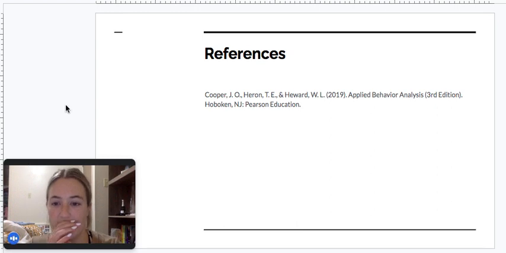Then I used the Cooper book for some of the information I grabbed, so that's the reference I wanted to put.